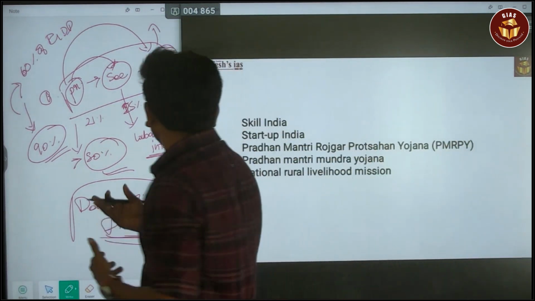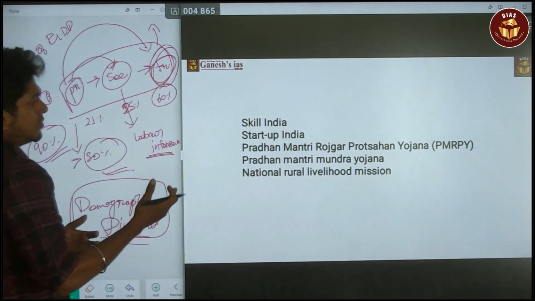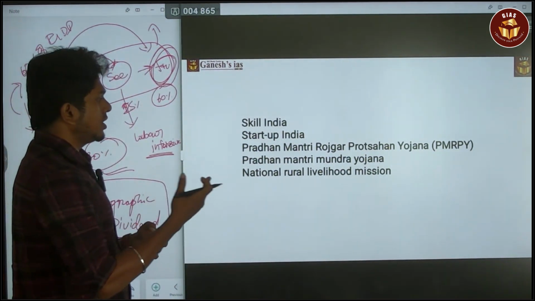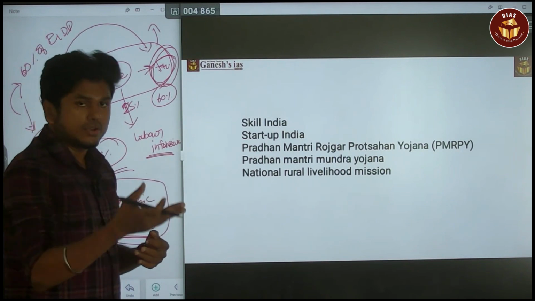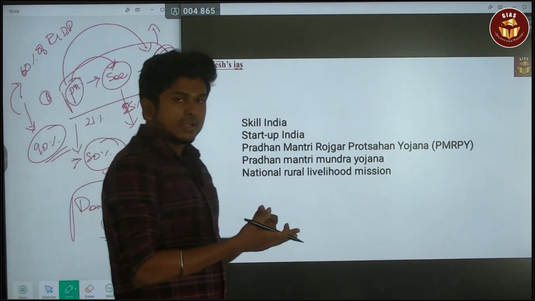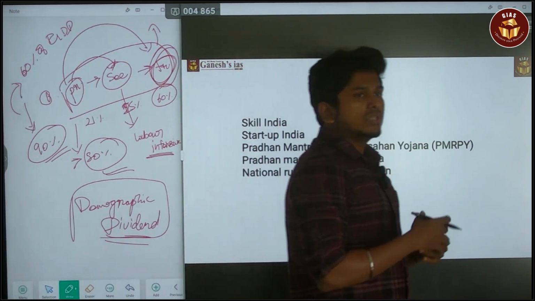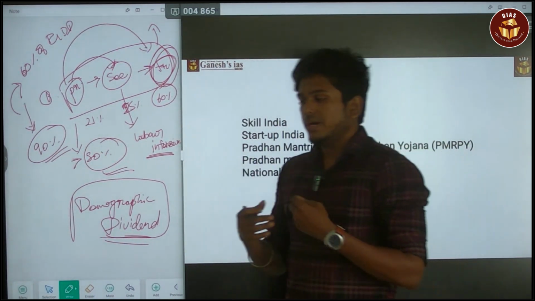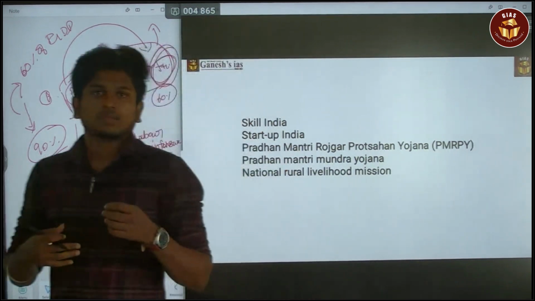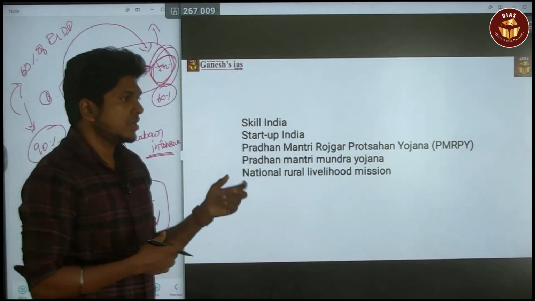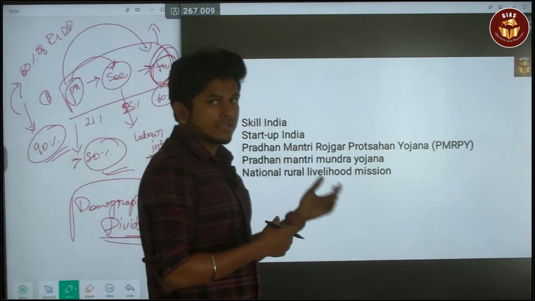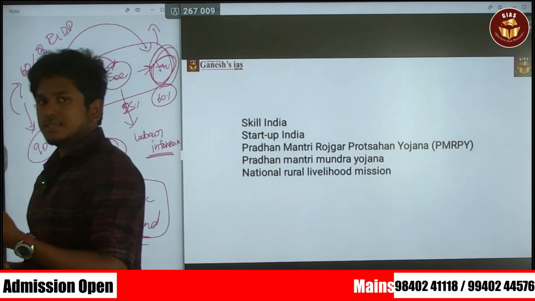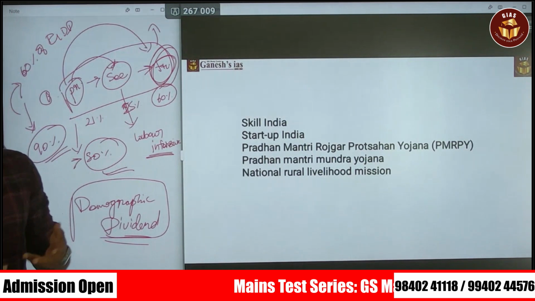First are Skill India, Startup India, Pradhan Mantri Rozgar Protsahan Yojana, Pradhan Mantri Mudra Yojana, National Rural Livelihood Mission, National Urban Livelihood Mission, MGNREGA scheme. So there are n number of possible schemes you can list. But you have to do that because it's a 12.5 mark question, even though the question is not asking for it, you have to say that. And also you can give certain suggestions, 1 or 2 points.